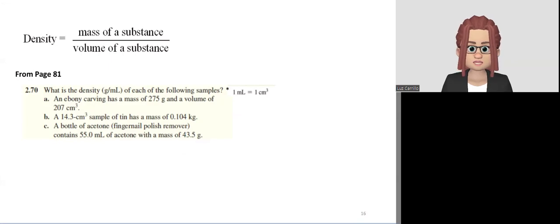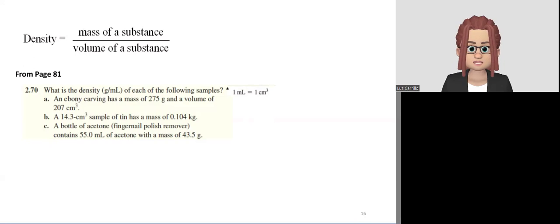Since we have an equation in order to determine density, it is important that we know how to calculate density. And in order to do this, we're going to practice by doing problem 2.70 from page 81 in our textbook. The problem reads, what is the density in grams per milliliter of each of the following samples? I am specifically going to be doing letter A. In letter A, it says that an ebony carving has a mass of 275 grams and a volume of 207 centimeters cubed.